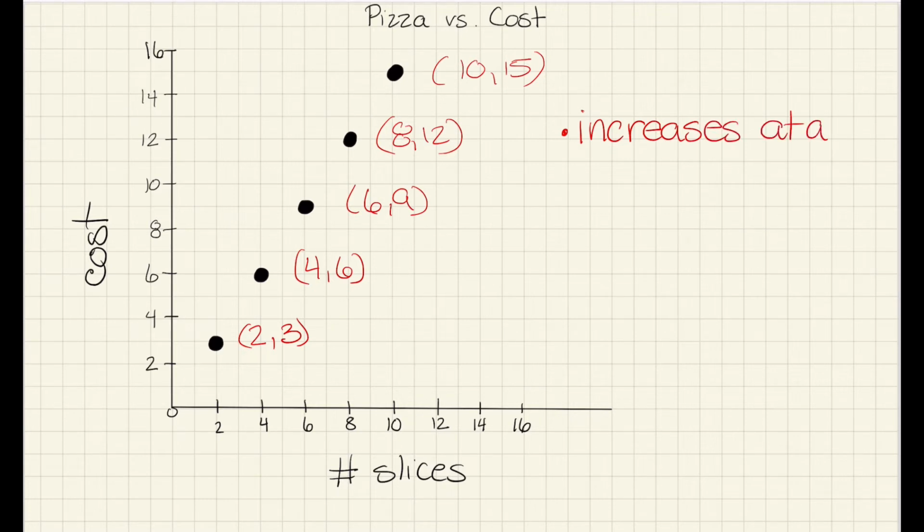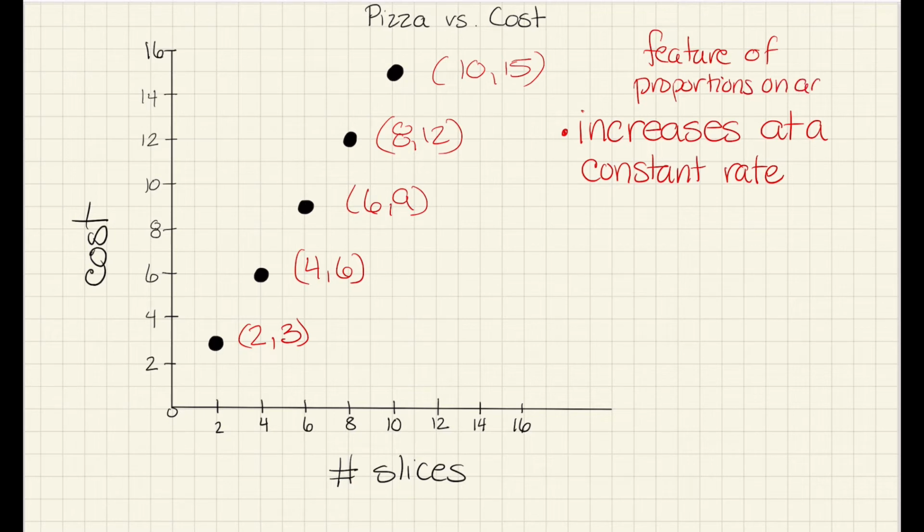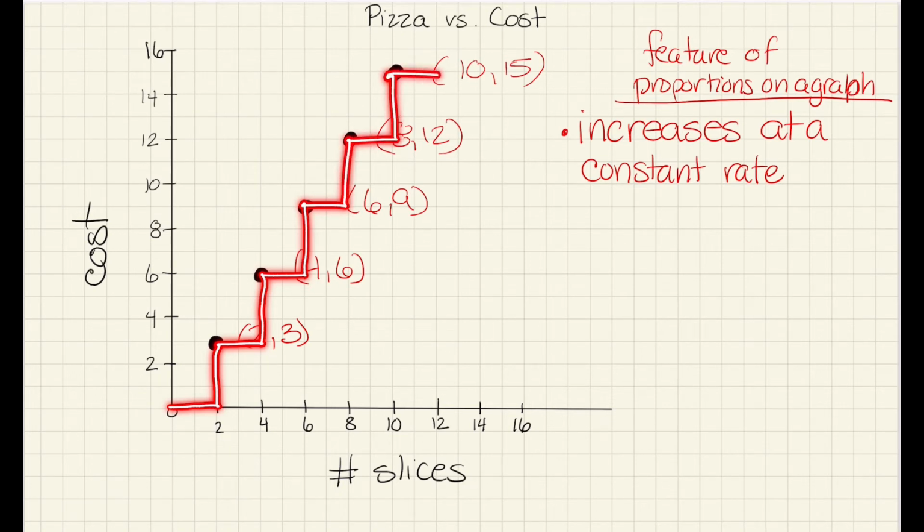Increases at a constant rate. That is our first feature of proportions on a graph. They will increase at that constant rate. What that means is every time I buy 2 pizzas, the price goes up by 3. So 2 pizzas, price increases by 3. 2 more pizzas, price increases by 3. 2 more pizzas, price increases by 3. It keeps happening in this way, and because of that, I know that pattern is going to continue on and on.